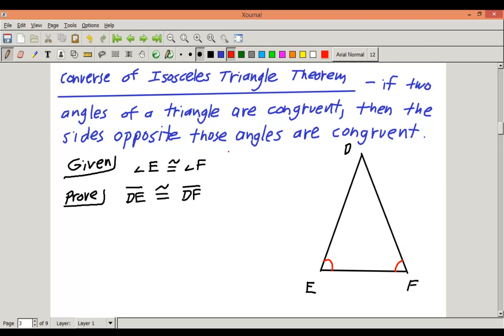Okay, so what we're going to do to prove this is draw an angle bisector here. So we're going to bisect that angle D. So that's an angle bisector.